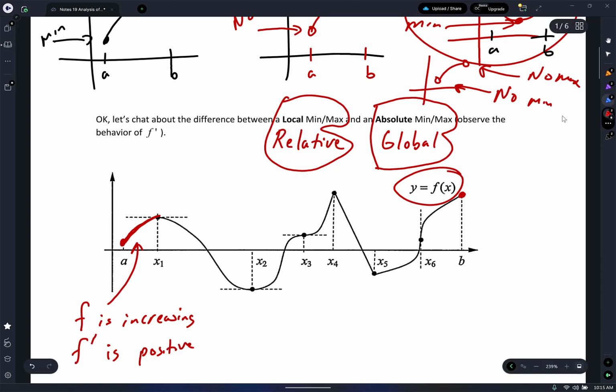And I'm going to change colors. If you have a colored pencil, look at this right here in sky blue.